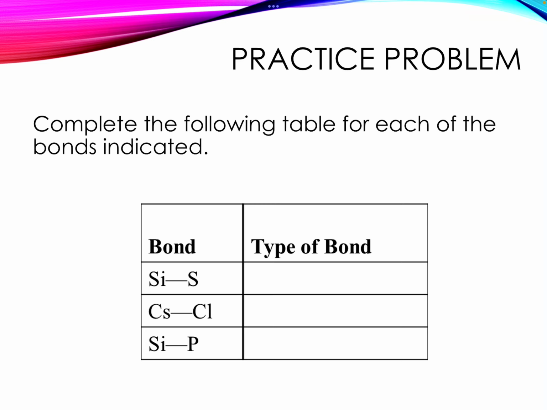All right, I want you to go ahead and try this problem. So I have 3 different types of bonds, or 3 different bonds there, and I want you to tell me which type of bond will form. Will it be a non-polar covalent? Will it be a polar covalent? Or will it be an ionic bond? So go ahead, pause here, try that out, and then come back when you're ready to see the answer.